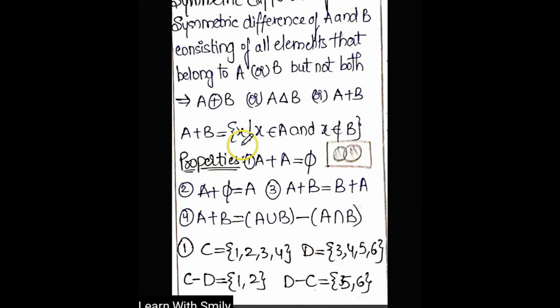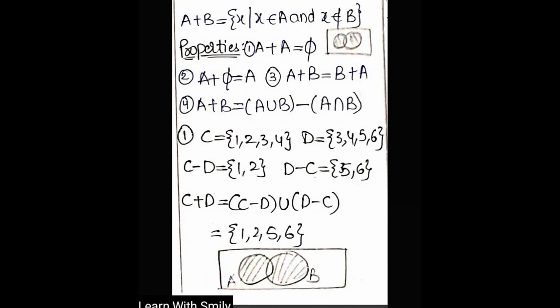So A plus B equals the set of X where X belongs to A and X doesn't belong to B, or vice versa. Here is the complete description in a Venn diagram, where you can see the elements that are either in A or in B but not in both. Coming to the properties, you can see A plus A equals phi, and A plus phi equals A. The symmetric difference of A with itself means nothing, because similar elements shouldn't be there.